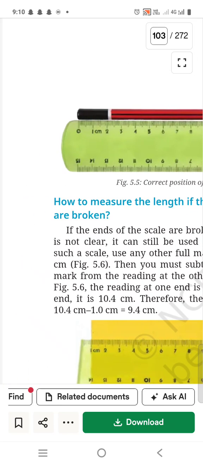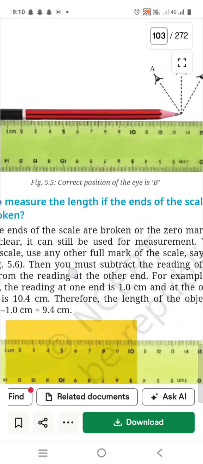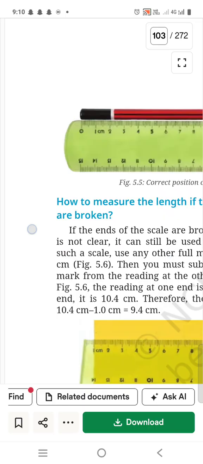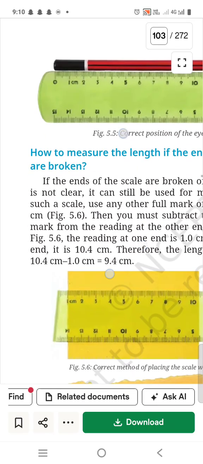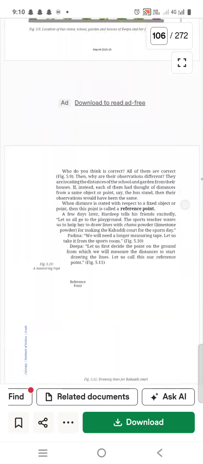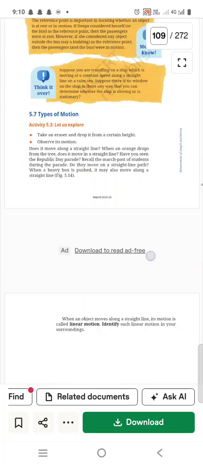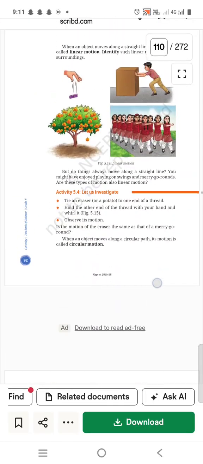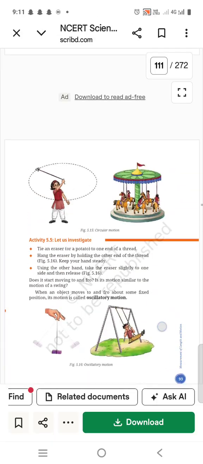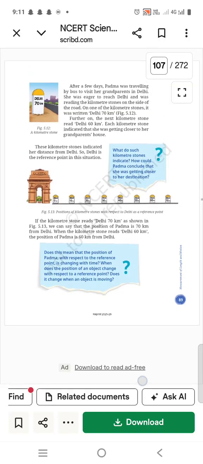Now, how to measure the length if the ends of the scale are broken. We cannot take so much time, and there are many pages, so I will tell the question answers directly, because I also don't have the energy.